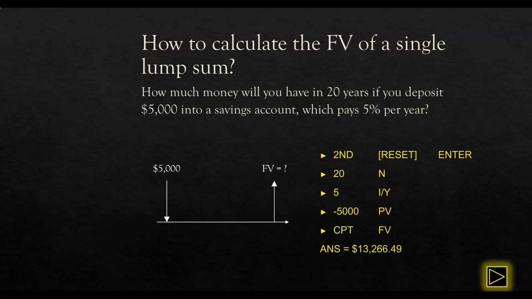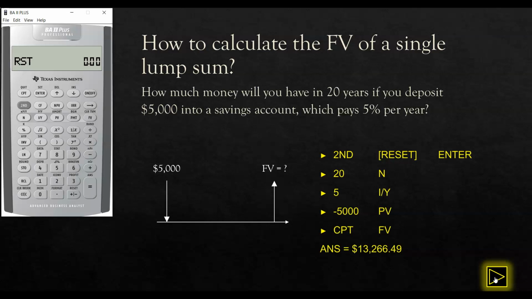If you do that, you will see the answer on your screen to be $13,266 plus some change. So this is basically the process that you go over to calculate the future value, which is really, really simple. But what I'm going to do here is bring in my financial calculator and walk you through the key entries that we just talked about.